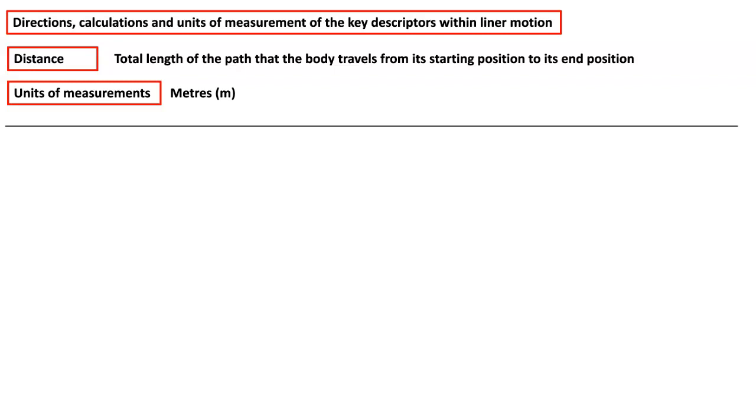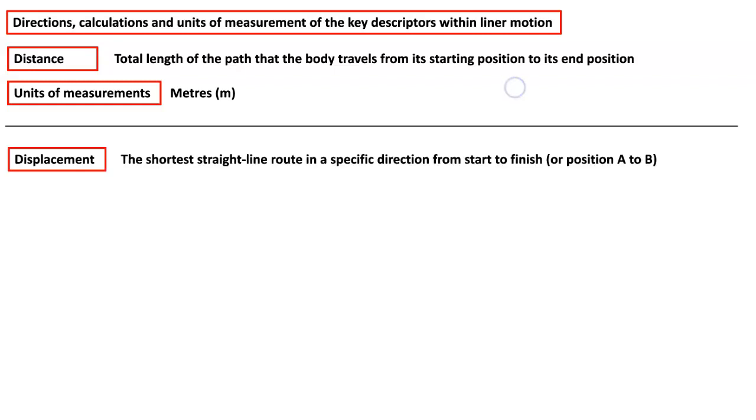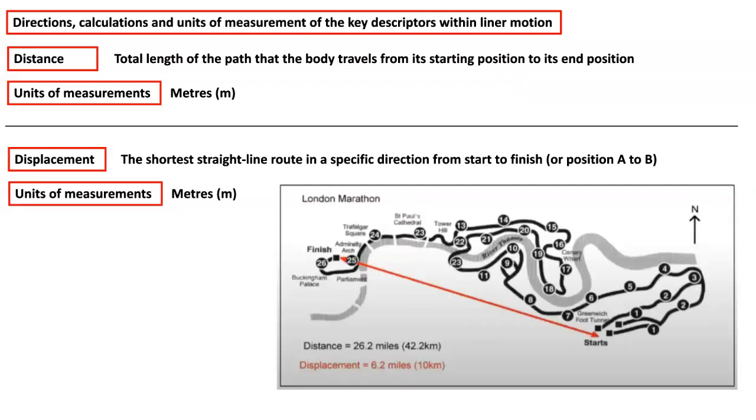We then have displacement. Displacement is the shortest straight line route from start to finish. So the shortest straight line route in a specific direction from start to finish, and it is measured in meters also. Here is an example of the London Marathon. It starts here and you would run along this path like so. That is the distance covered, which is 26.2 miles. However, the shortest straight line route in the specific direction from start to finish, i.e. the displacement, is only 6.2 miles. Therefore, you can see displacement is different to distance.